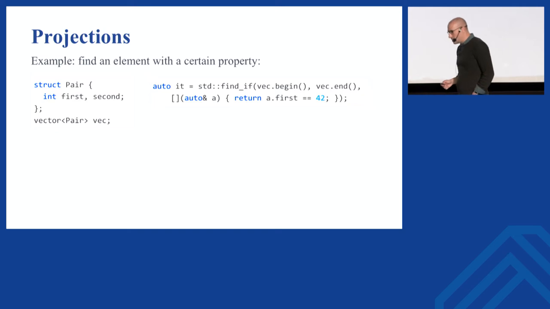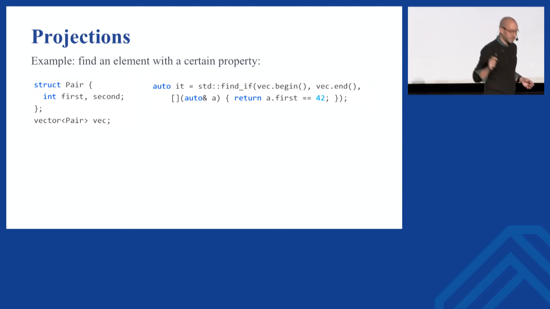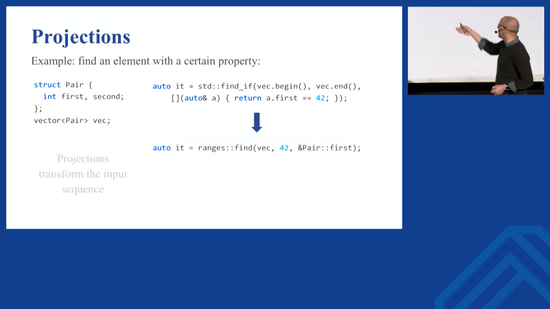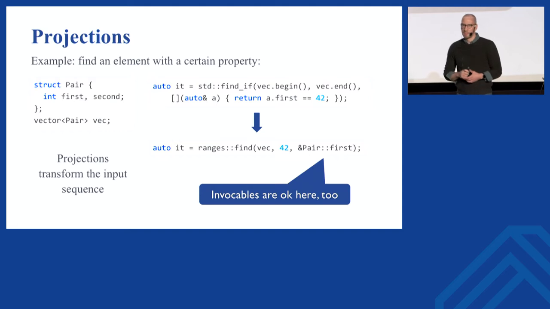Now, projections. Sometimes you really want to operate on maybe just a subset of the data or some transformation of the data. And projections let you give a lambda or an invocable that transforms the data on the fly while the algorithm is operating over your data. So here you might have, find me some element in this vector of pairs where the first element is 42. Simple enough. In the ranges TS, you'd say find, notice it's find and not find_if, find 42, but transform all of the elements by applying this transformation first. And again, invocables are okay here. Does that make sense to everybody?